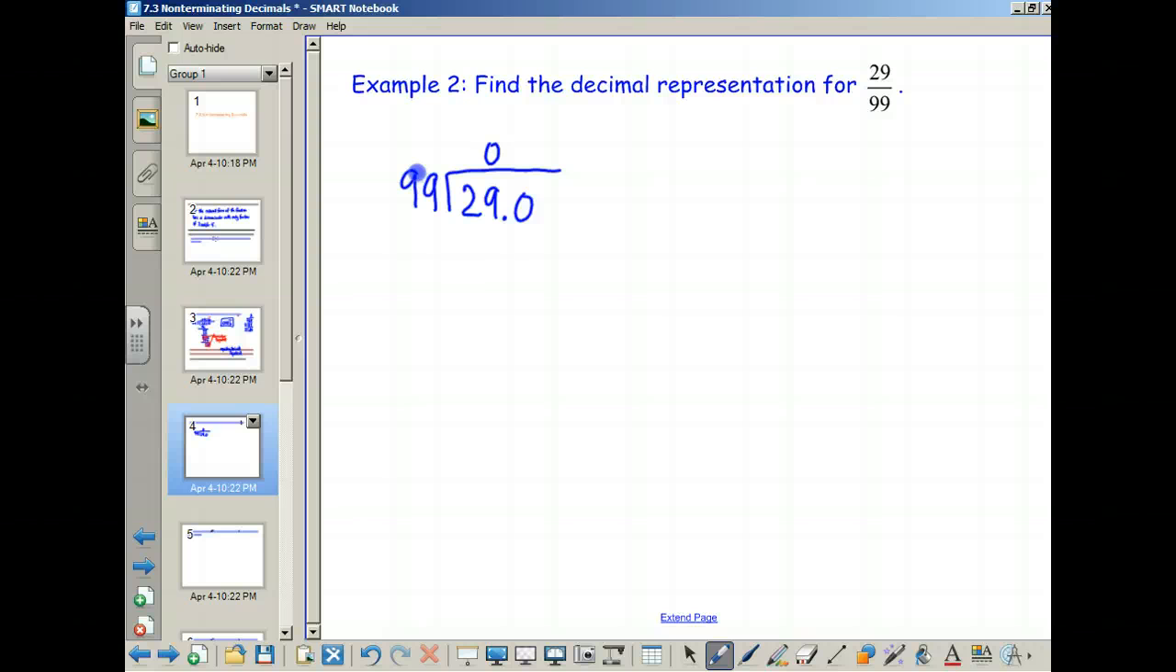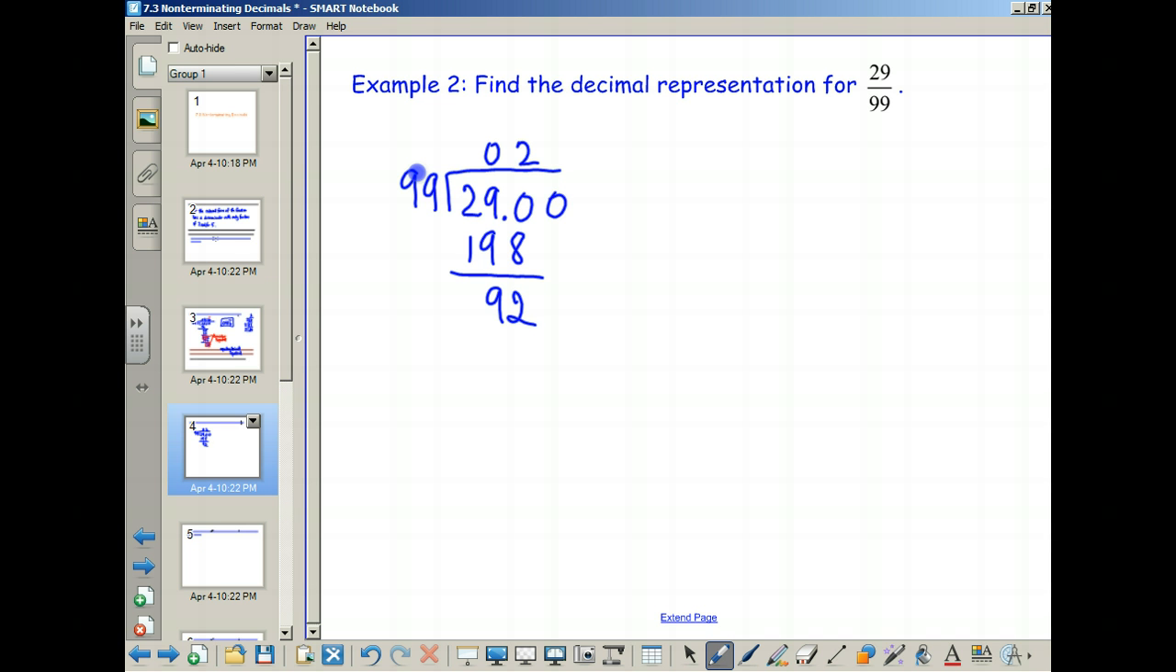Almost 3, but not quite. Twice. What is 2 times 99? What's 2 times 100? 200, right? So we just take 2 off. 198. So what's 290 minus 198? 92.